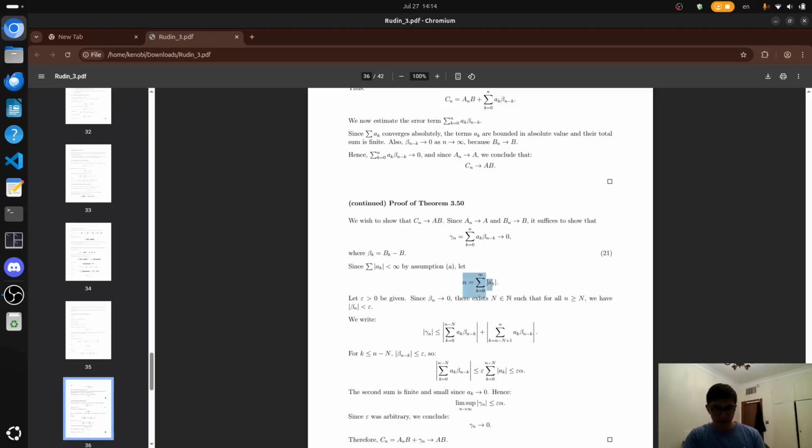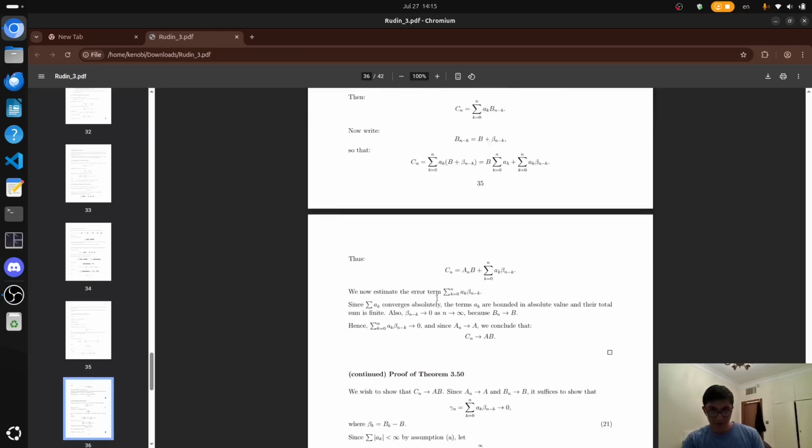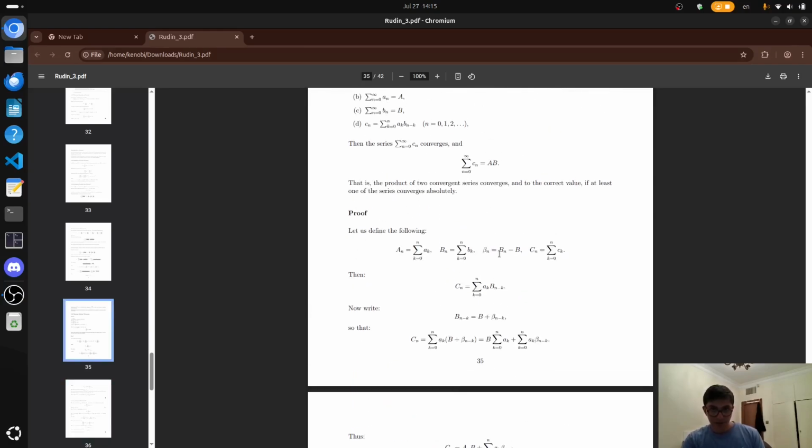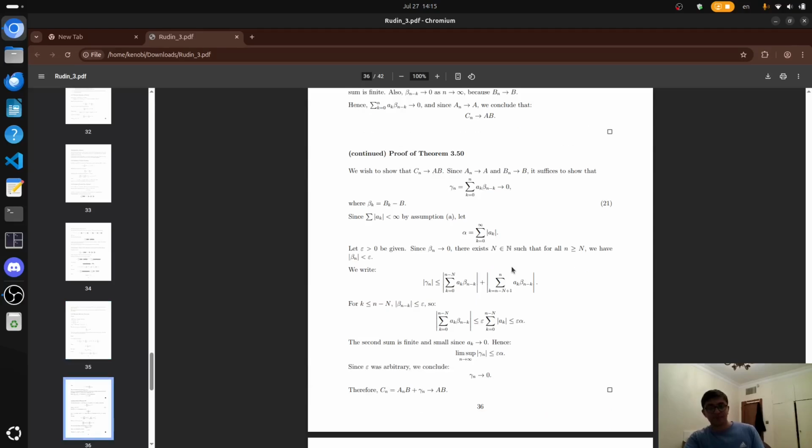By our assumption, and this is where it's important for it to converge absolutely, we said alpha equals the sum from k equals 0 to infinity of the absolute value of ak. Let epsilon be greater than 0 be given. Since Bn goes to B, beta n goes to 0. Why? Because each Bn minus B, as it gets closer and closer to the sum, is going to be 0. So beta n goes to 0. There exists N such that for all n greater than or equal to N, we have the absolute value of beta n less than epsilon.